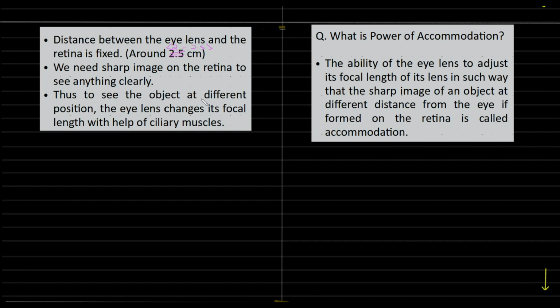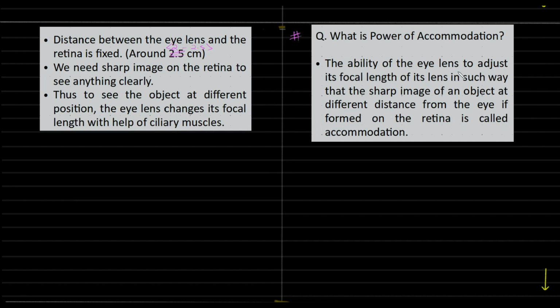Thus, to see objects at different positions, the eye lens changes its focal length with the help of ciliary muscle. Right? We saw that our focal length has to change. Even though it's a small change, it has to change. So power of accommodation. Accommodation means what? To take everything into account. So this power of being able to take all the objects at different range and to see them, this is your power of accommodation.